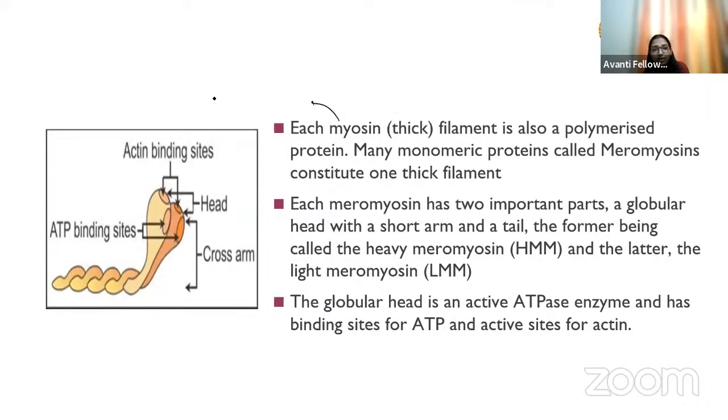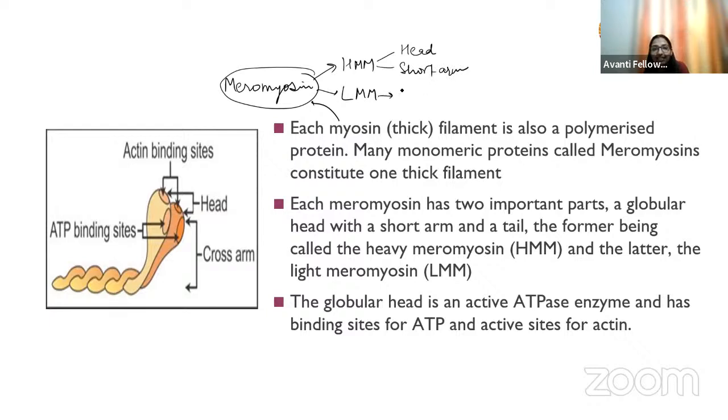Moving next is myosin. Myosin is also formed by the polymerization of a unit which is meromyosin. Meromyosin consists of two parts: heavy meromyosin and light meromyosin. Heavy meromyosin consists of a globular head and a short arm, and light meromyosin consists of the tail. The head further consists of two binding sites. You can see there are two binding sites. This is the head, and the two binding sites are the actin binding site and the ATP binding site.